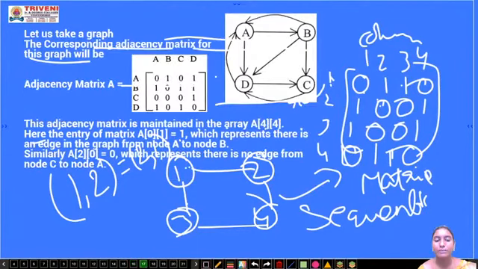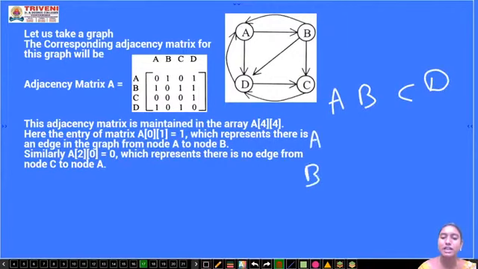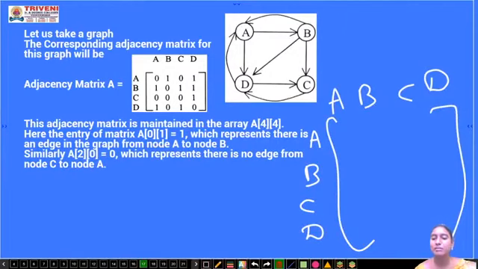So here we can observe this. Let us take the graph. The corresponding adjacency matrix for this graph will be, that is nothing but, here it is taken as ABCD. So I have taken another example. Here it gives one more example of the adjacency matrix of the graph. Let us take the graph, I have to draw how it will be. I have taken 1 2 3 4, here it is taken ABCD. That is nothing but how to draw these elements from this graph.